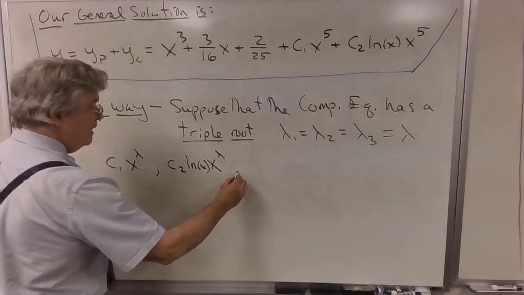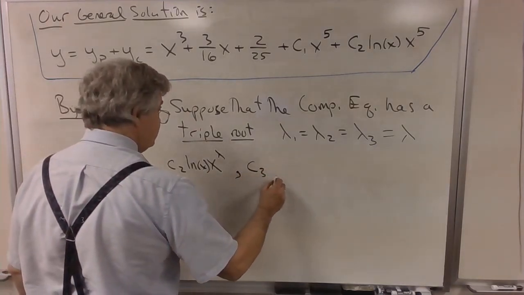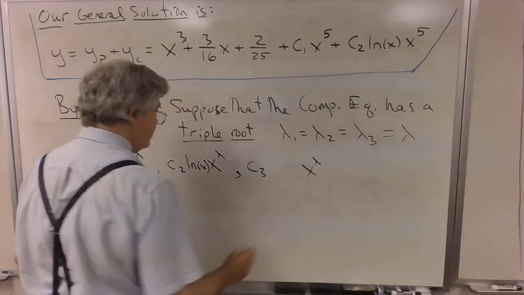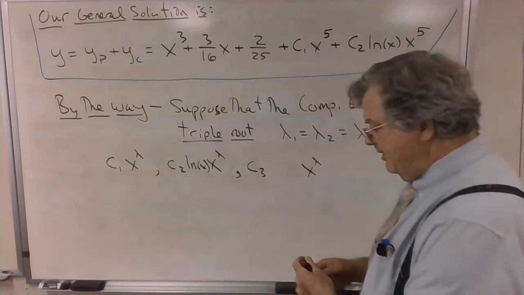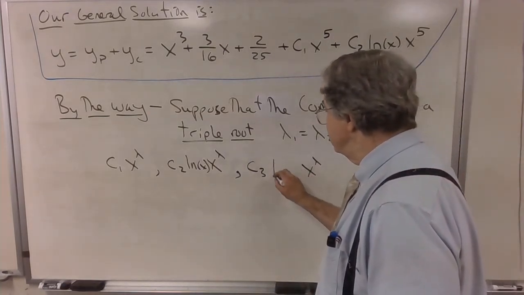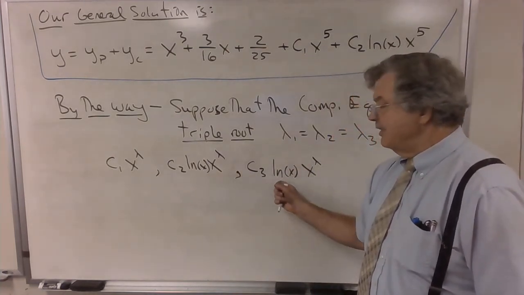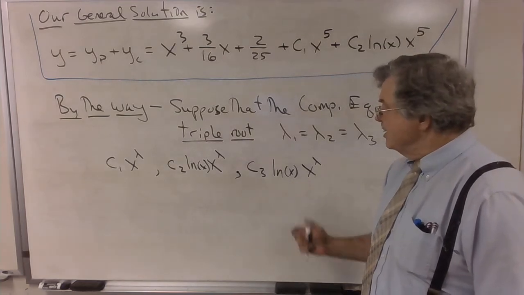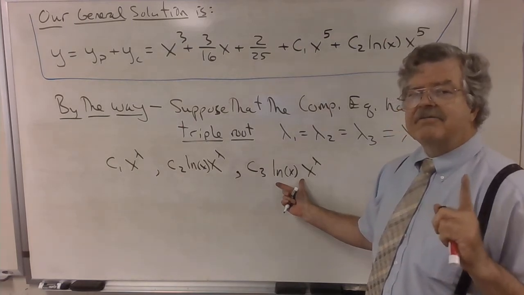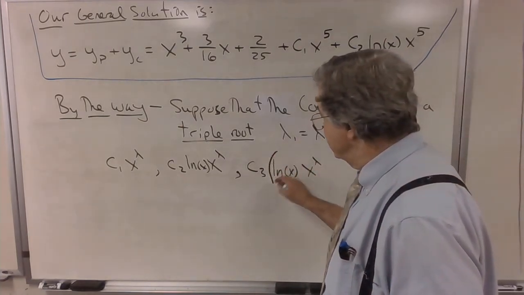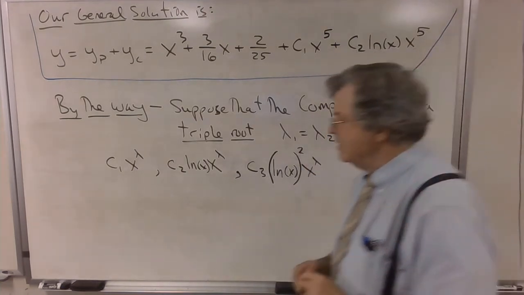Well, okay, but now what about the third solution? C3 x to the lambda. Well, we can multiply this by natural log of x, but then these two things are not independent. So we take the third solution and multiply it by natural log of x again. And now we get independent solutions.